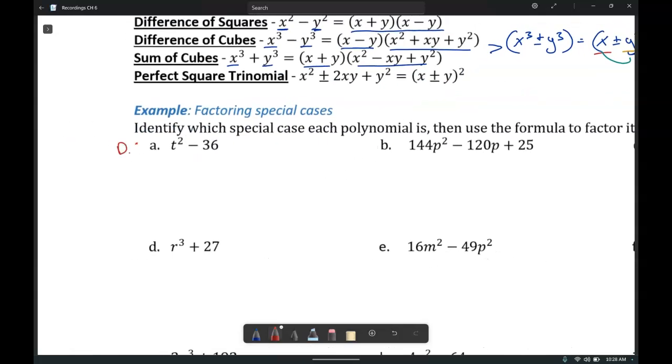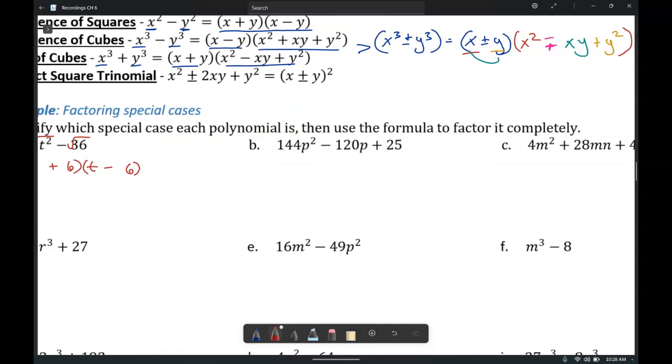Here we have a difference of squares. That gives us two binomials. Square root of each of those, one plus, one minus. Trinomial here, perfect square trinomial. Let's check it. The square root of our first term times the square root of our second term. If we double it, that gives us 120, which means it's a perfect square trinomial. So it factors to be the roots that we had, matching sign, quantity squared.